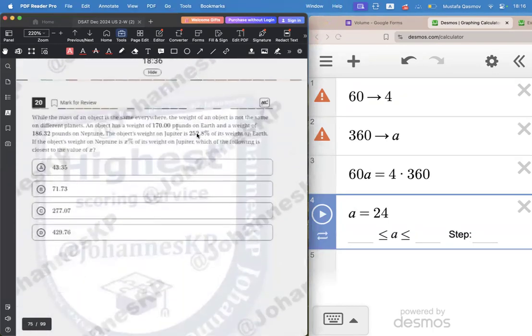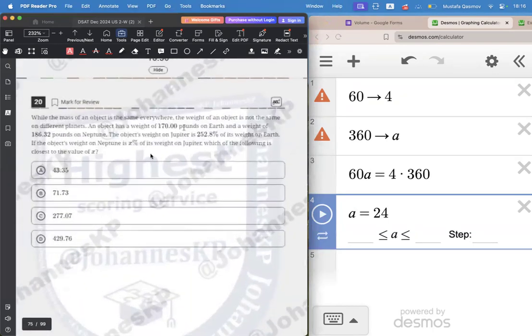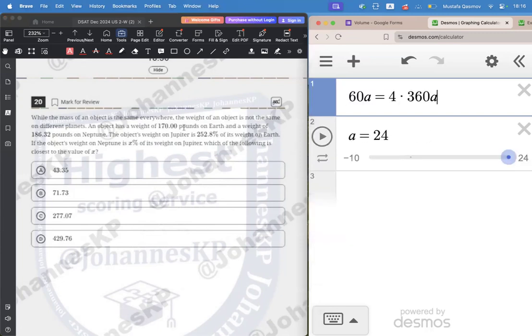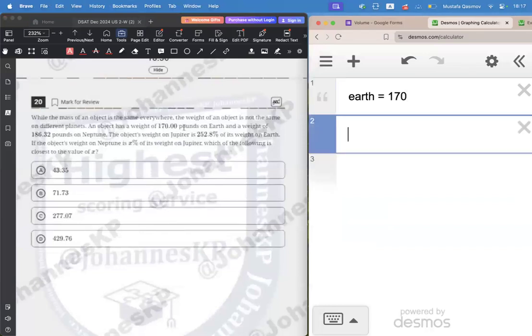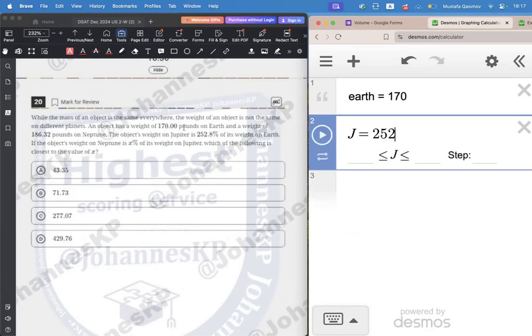Let's continue. Okay, let's read it. It says on Earth it is 170. Let's write here: Earth is equal to 170 pounds. It is not 17,000. Be careful here. It is just 170. Then it says that Jupiter, G, is equal to 252.8% of Earth, which is 170. So it is 429.76 pounds.